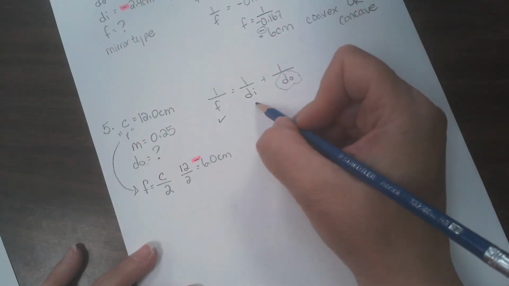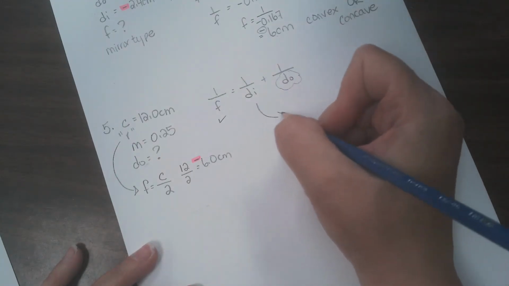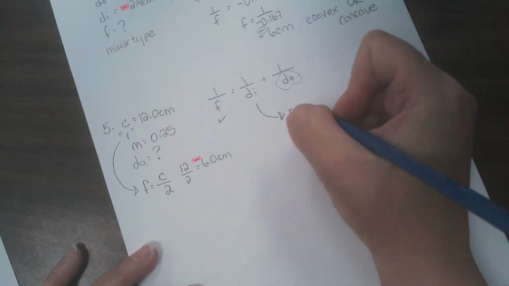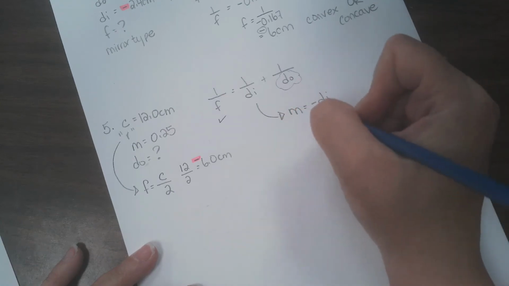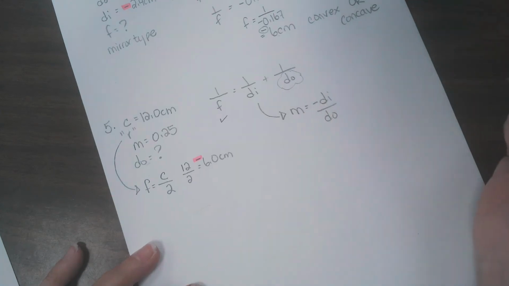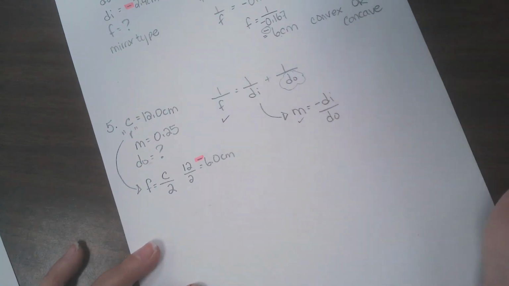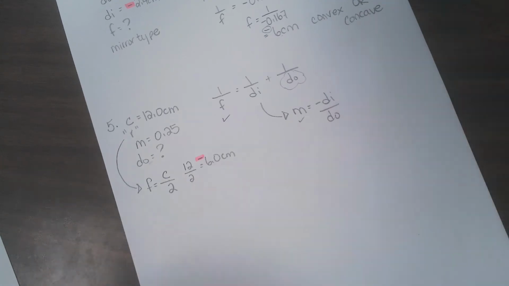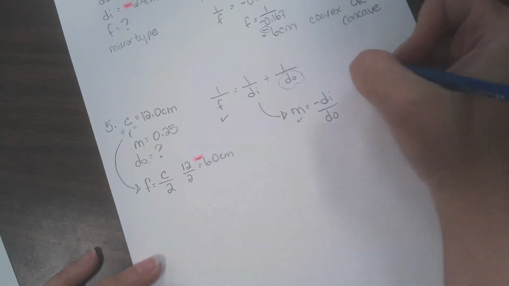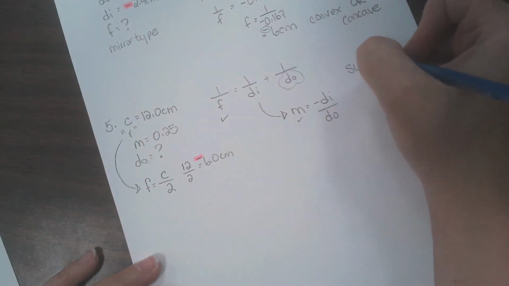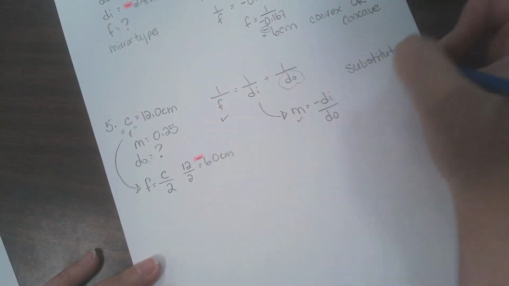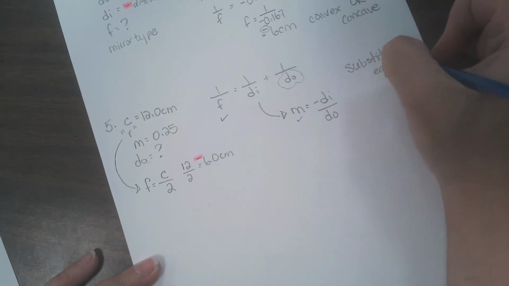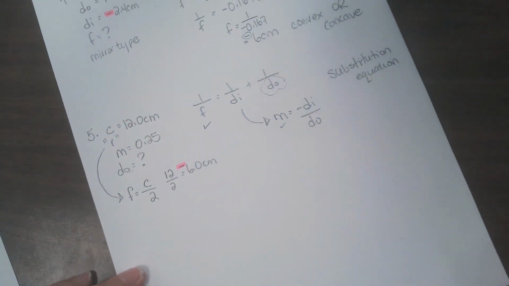So I have F. I'm looking for this. I need DI. How do I get DI? M is equal to negative DI over DO. I have M. I have neither DI or DO. Kind of at an impasse, you might think, but not really. This is what we're going to do. We're going to do a substitution equation.